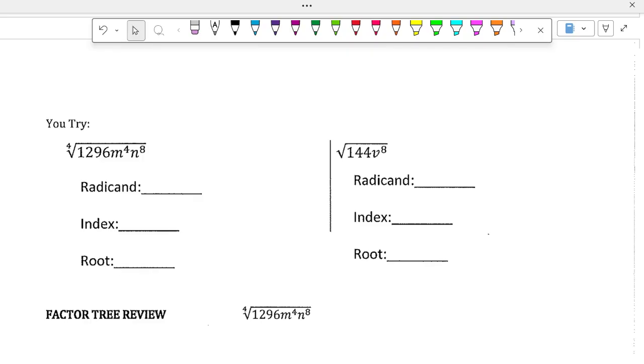So the index is ready. Oh, come on. You should know that.